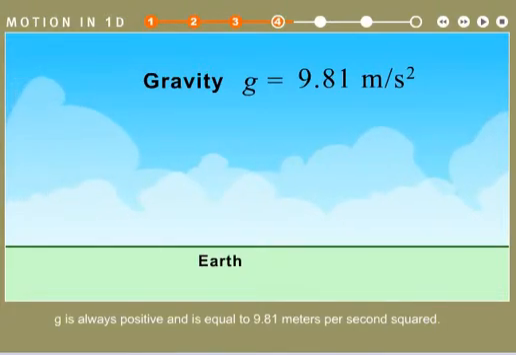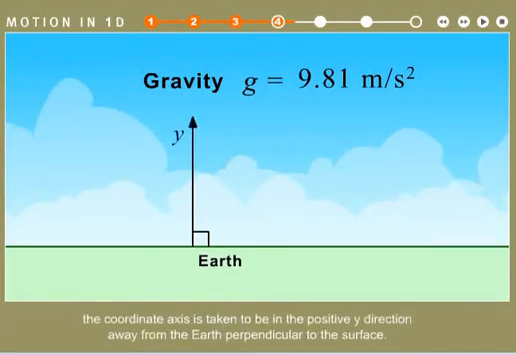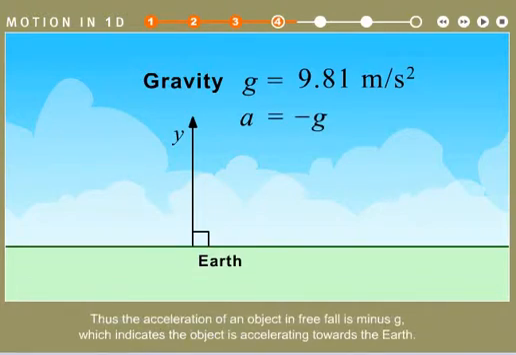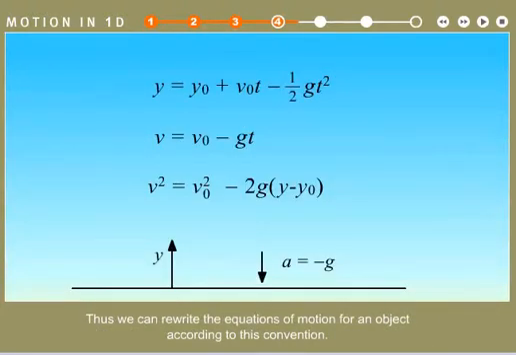Usually, since an object moving up or down travels in the vertical direction, the coordinate axis is taken to be in the positive y direction away from the Earth perpendicular to the surface. Thus, the acceleration of an object in free fall is minus g, which indicates the object is accelerating towards the Earth. Thus, we can rewrite the equations of motion for an object according to this convention.